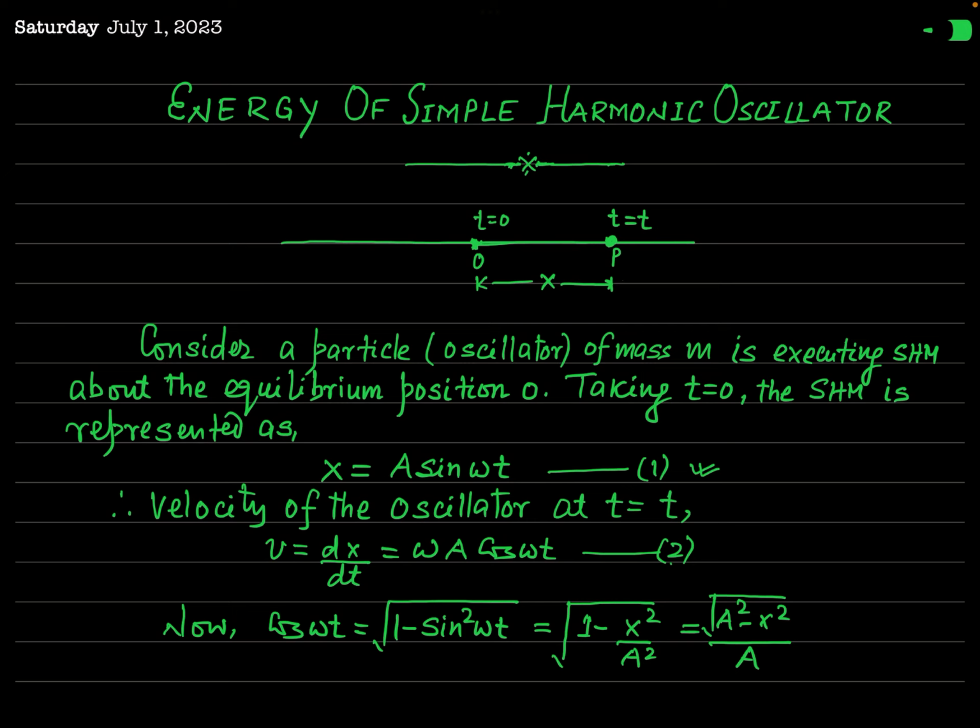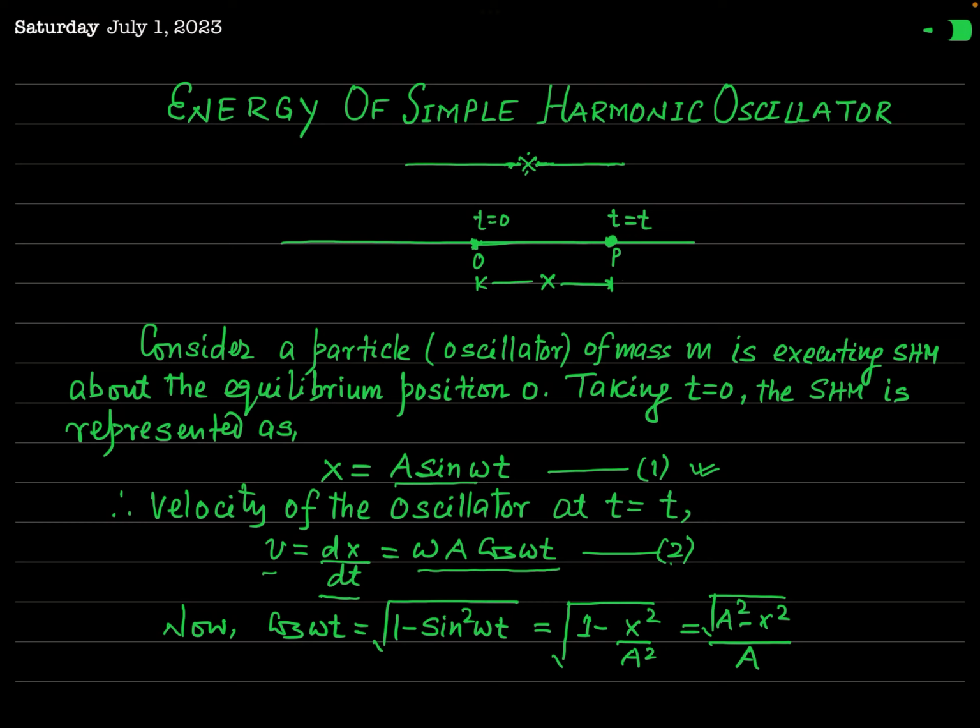As you know, velocity is simply the time derivative of x. So we can write the velocity of the oscillator at time t, v is equal to dx by dt. And when you differentiate this a sine omega t, since a is constant and the derivative of sine omega t with respect to t is omega cos omega t, v is equal to omega a cos omega t. This is the velocity of the oscillator at any time t.